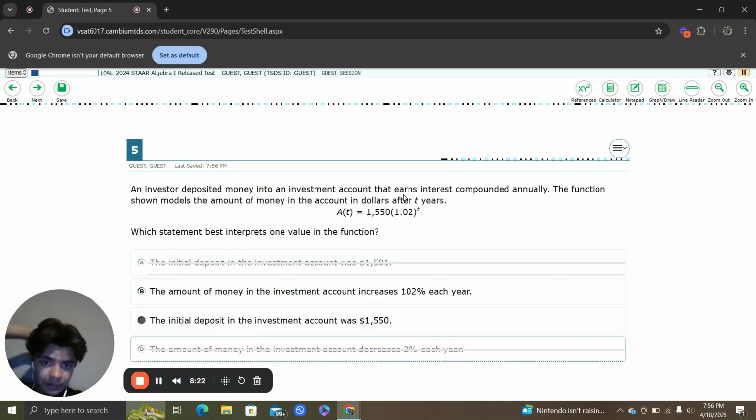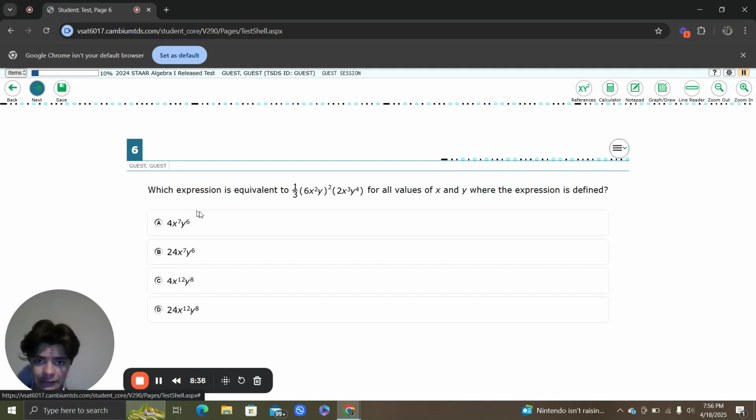And how you can tell is, how can you tell this one is wrong? What you want to do is you want to go to your calculator. 1.02. It's already in percentage. It's increasing at a 1.02%. So that one is wrong. So that's the only one that's right.